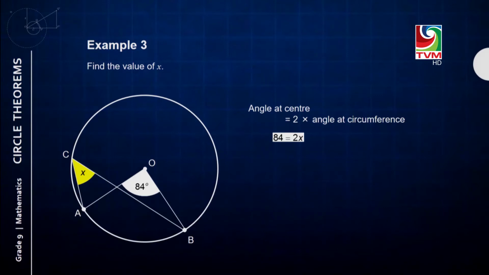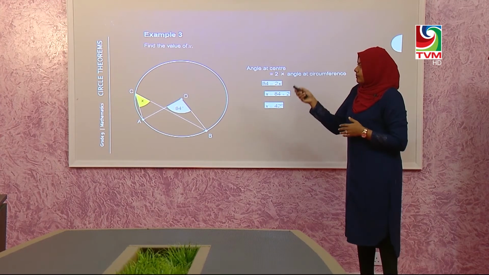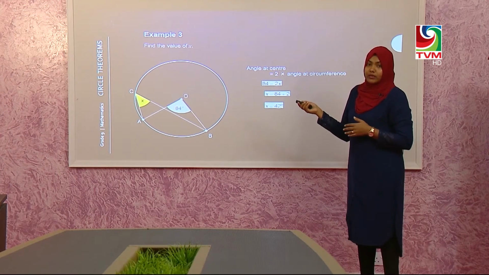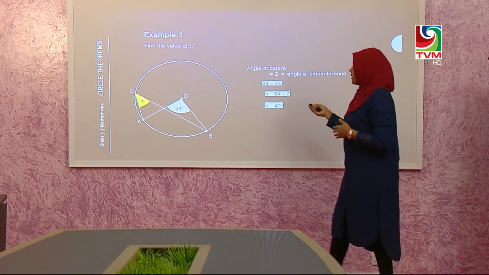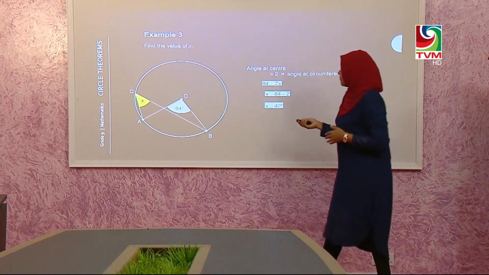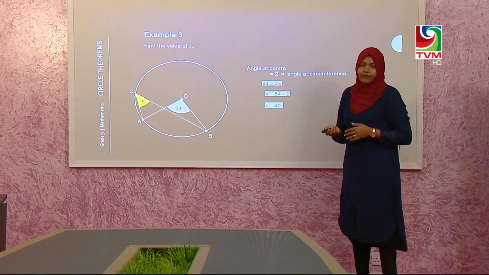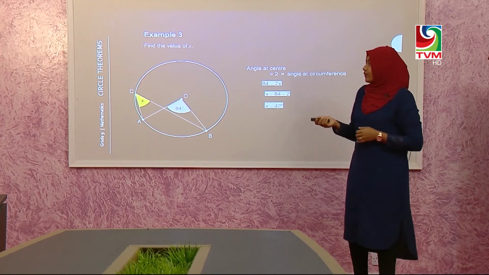That is the equation. You are applying algebra there, and you can divide 84 by 2 because angle at the center is twice the angle in the circumference. So again you are using the reverse method. You are dividing the center number by 2. Therefore, the final answer for this example is 42 degrees.